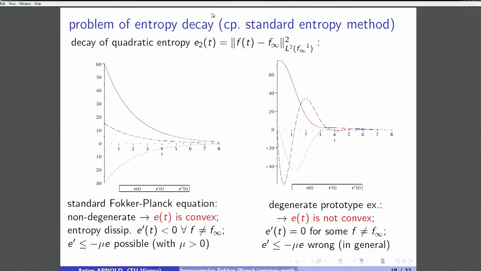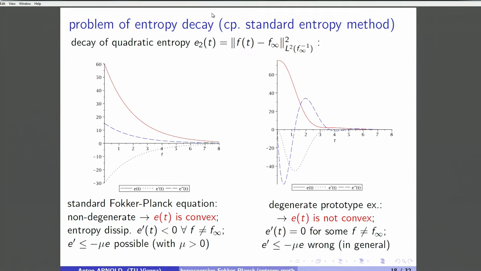Now here is, again, a plot of the time dependence of the relative entropy for this degenerate prototype, this two-dimensional example that I showed you in the beginning. So it does not decay in a convex way, it rather decays in this wavy way. And now let's look at this dotted curve down here. That's the time derivative of the relative entropy. And what is really bad is that the time derivative can be zero here, here, although we have not reached the steady state yet. So on the level of the relative entropy, it means you can have horizontal tangents to your curve. So we are outside of this strict entropic framework from this morning.